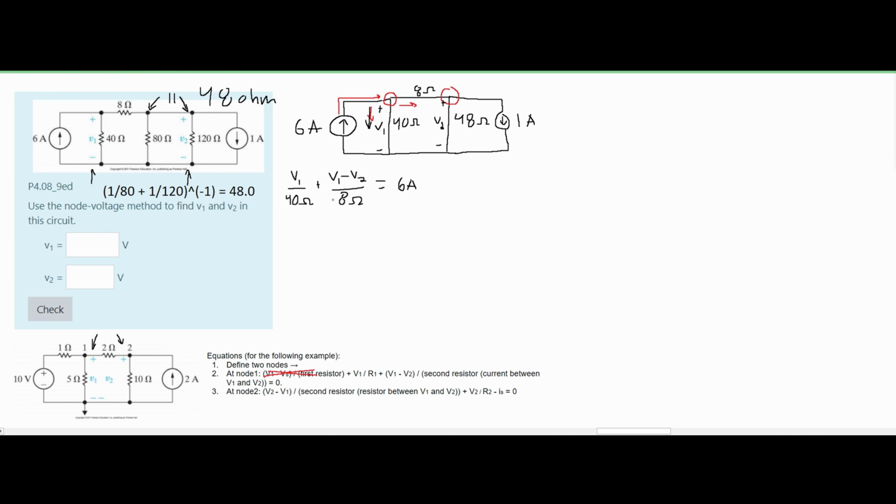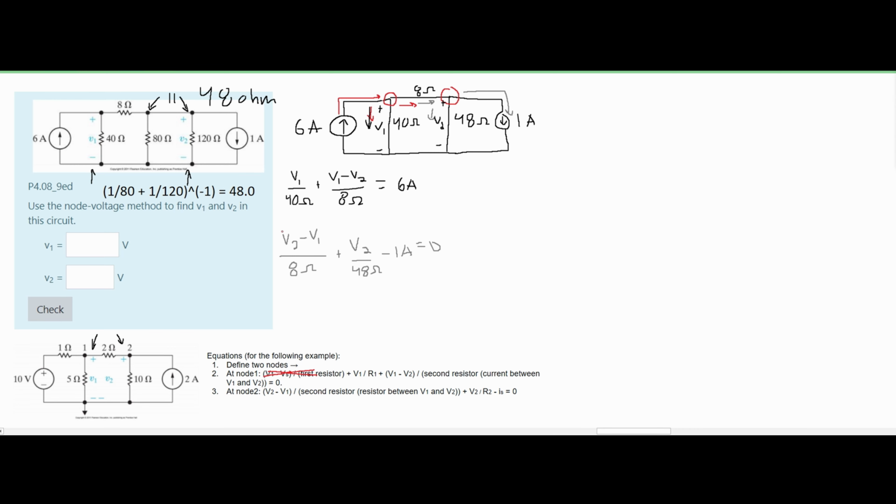We can see here that we have two unknowns, a V1 and a V2. So now we need a node 2 formula. Looking at this node 2 right here, we can see that we're going to need a V2 minus a V1 over the 8 ohm resistor. Next we're going to calculate for our V2. So we're going to have a plus V2 over the 48 ohm resistor. And lastly, we have current 1 amp that's actually going out of this. So this is just going to be minus 1 amp. And at this node, this is all equal to 0.